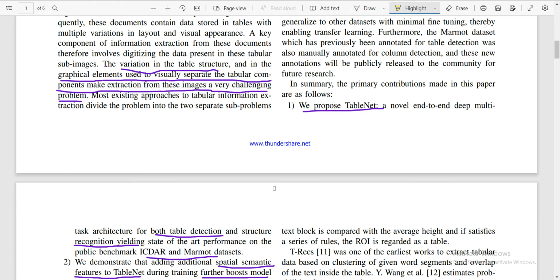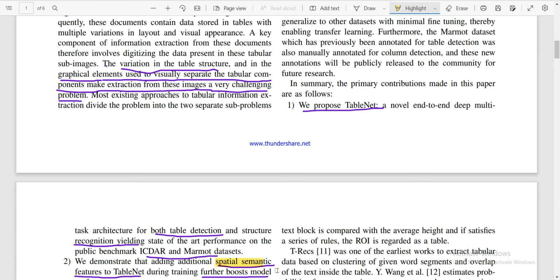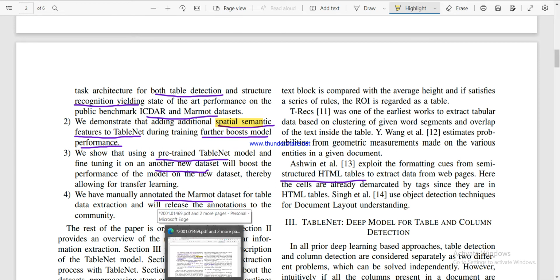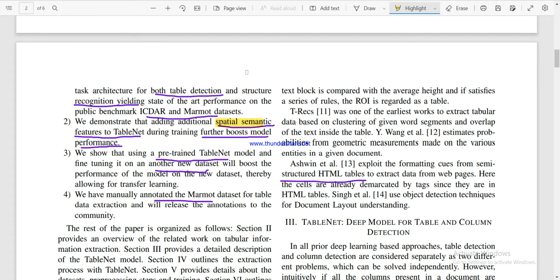And then they have demonstrated that adding additional spatial semantic features to TableNet during training will further boost model performance. So this is one more thing. What was the first thing? The first thing is the TableNet architecture for table recognition and detection. And then learning spatial semantic features boosts the model performance.